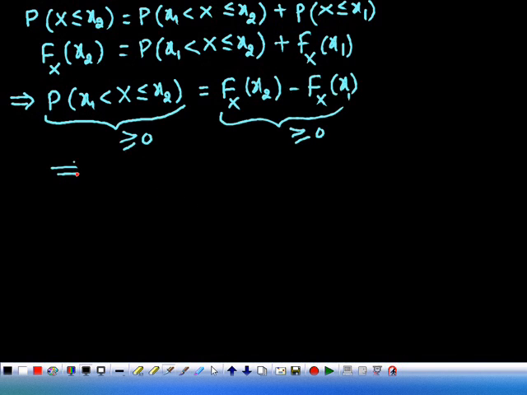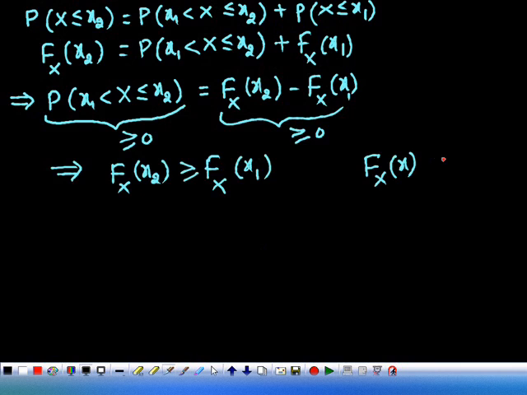Then Fx of x2 is greater than or equivalent to Fx of x1. That indicates the cumulative distribution function is a non-decreasing function. That is, you can easily identify whether the given function is a cumulative distribution function or not, because it needs to satisfy the properties that we already studied, and it must be a non-decreasing function.